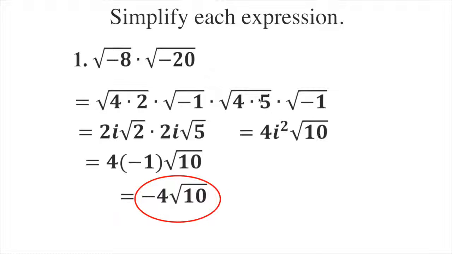So again, I would counsel you just to pull out this i first. That will make it very easy. Then you can do the rest of it. The rest of it, if I just gave you the square root of 8 times the square root of 20, you've been doing those ever since Algebra 1. You should be pretty proficient at those at this point.